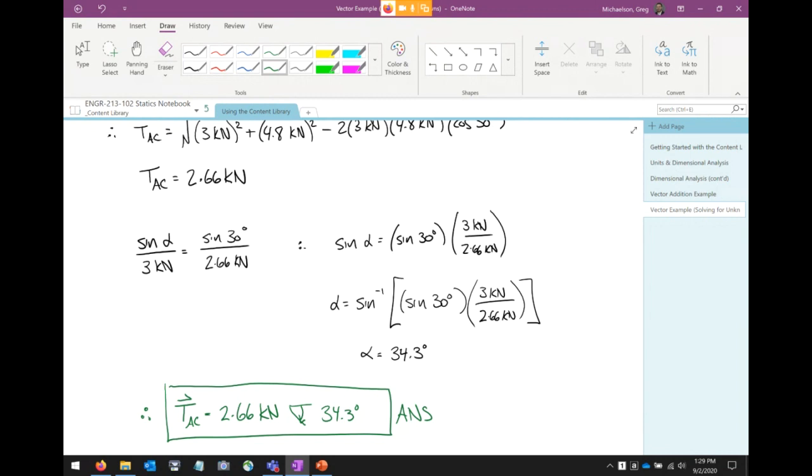Instead of I have two vectors and I'm solving for the resultant, now it's, okay, I've got one vector and I know what I want the resultant to be. What does the other vector need to be in order to achieve that resultant?